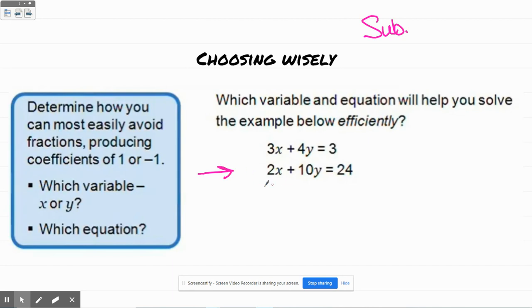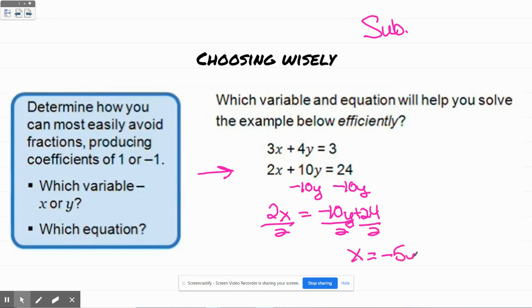I'm going to want to work with the bottom equation, because on the top equation, if I get x by itself, I'm going to have to divide by 3, and that gives me a fraction. If I get y by itself, I'll have to divide by 4, which gives me a fraction. On these, if I get x by itself, I'm going to divide by 2, and it's not going to give me a fraction. So I'm going to do that. I'm going to get 2x equal to negative 10y plus 24. And if I get x by itself, by dividing everything by 2, I get x is negative 5y plus 12, which is nice because there's no fraction. Now I can plug it into the other equation.